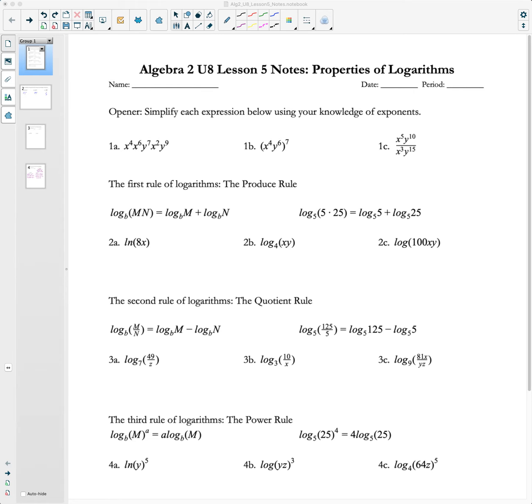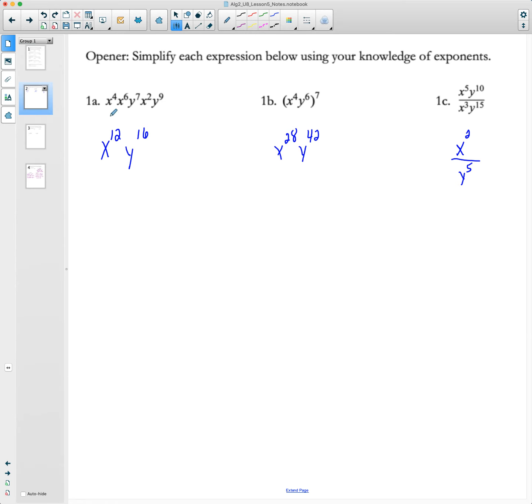Let me flip over here to my work for the opener. We know that when we multiply two things with the same base, the property of exponents is that we add the exponents. So I have 4 x's, 6 x's, 2 x's, so I'm multiplying 12 x's total. I have 7 y's, 9 y's, so I'm multiplying 16 y's total.